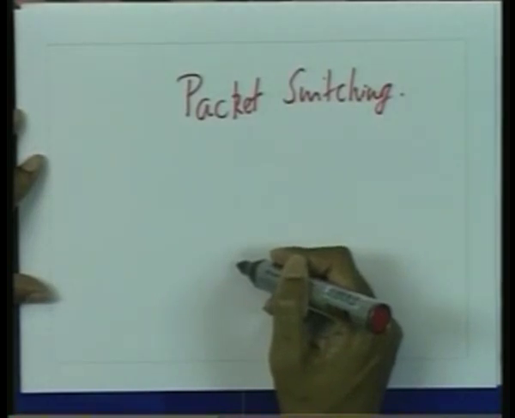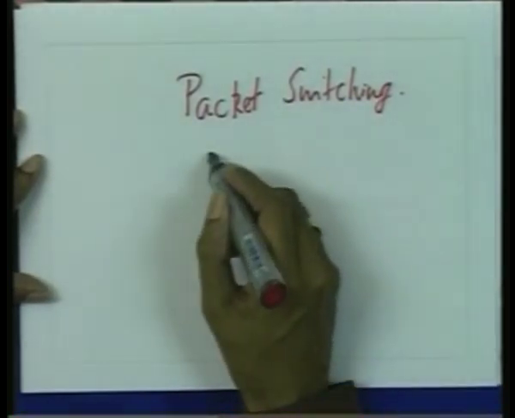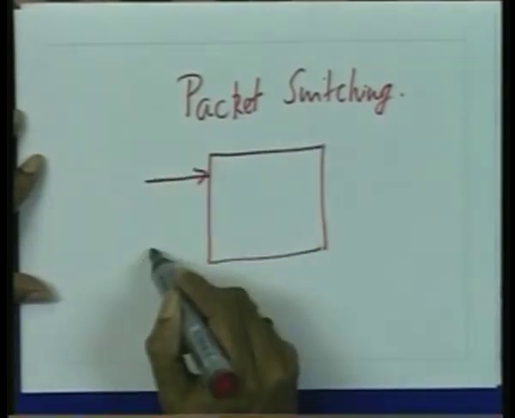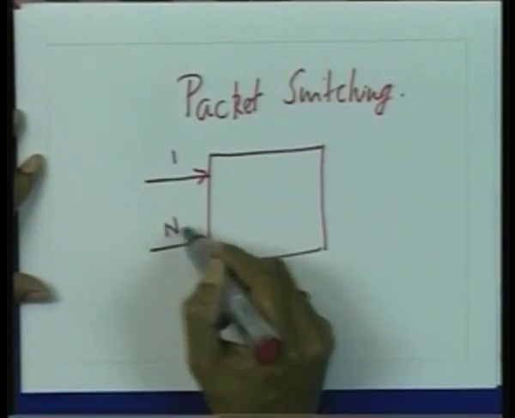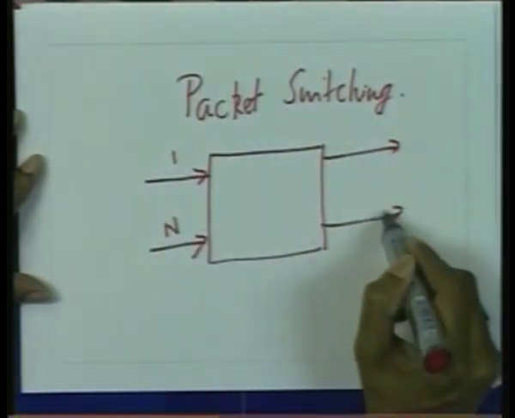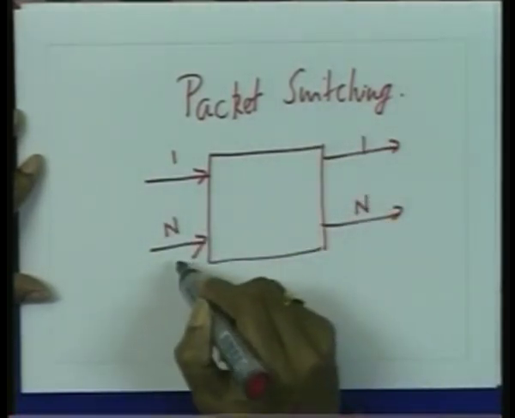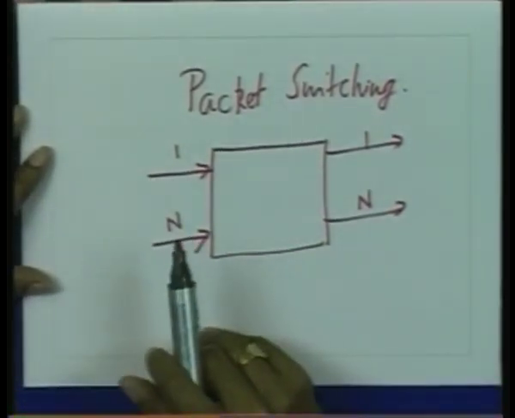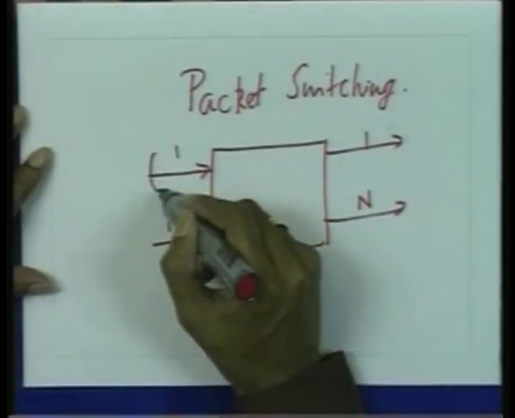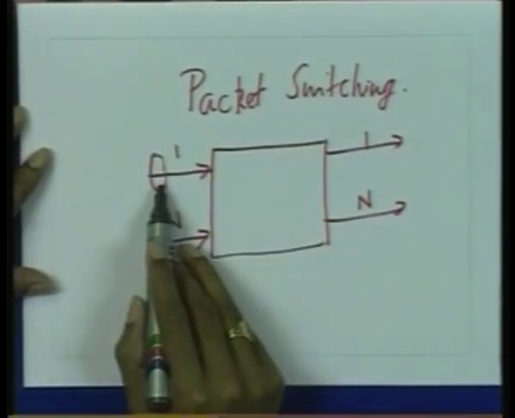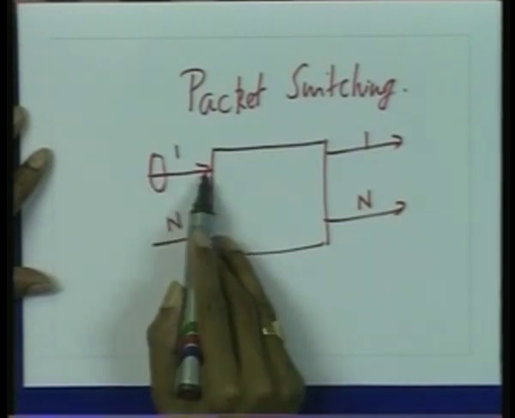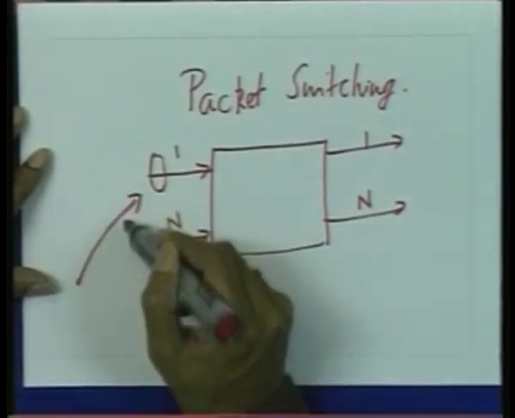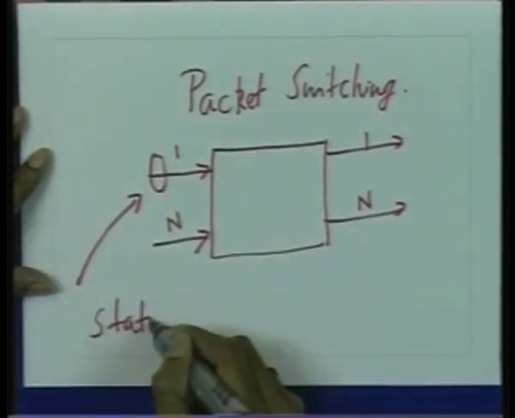Now packet switching, similar to what we have in a circuit switch, may also have 1 to n input ports and 1 to n output ports, with however a very important distinction. That important distinction is that in this case, unlike in circuit switching where we have time division multiplexing, in packet switching we will have statistical multiplexing.